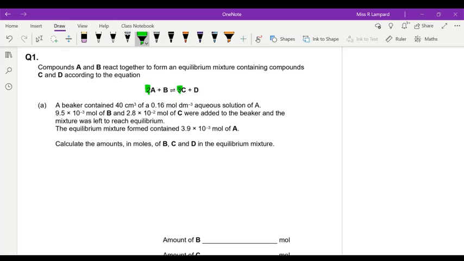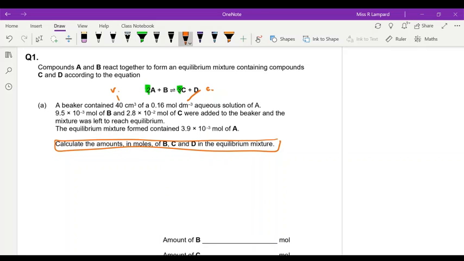Now, a beaker contained 40 centimetres cubed of a 0.16 mole per decimetre cubed aqueous solution of A. So by identifying the fact that this is a volume and this is a concentration, we're going to need to calculate the number of moles, because when we are working out these questions, we're often asked to work out the moles of particular substances in the equilibrium mixture, which is exactly what we're being asked to do in this question here.